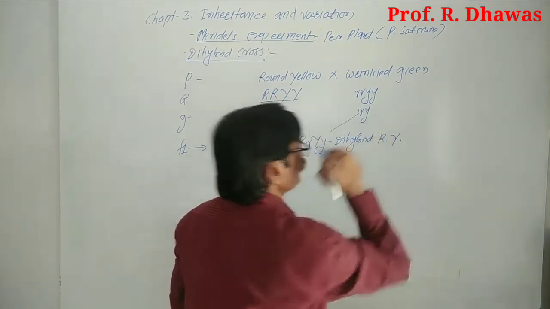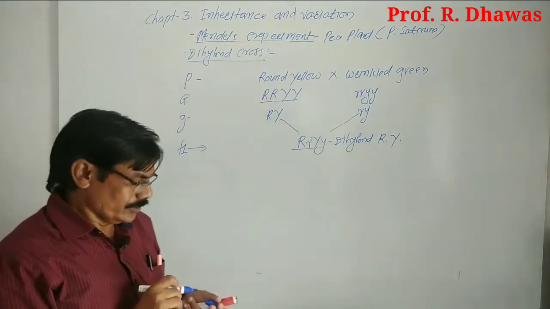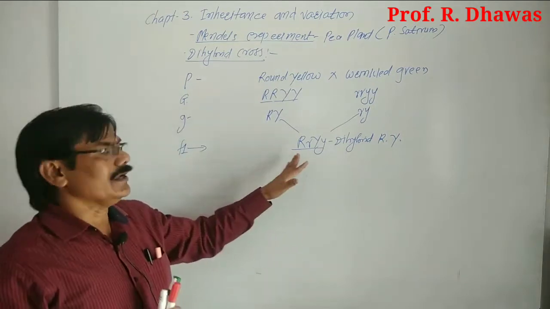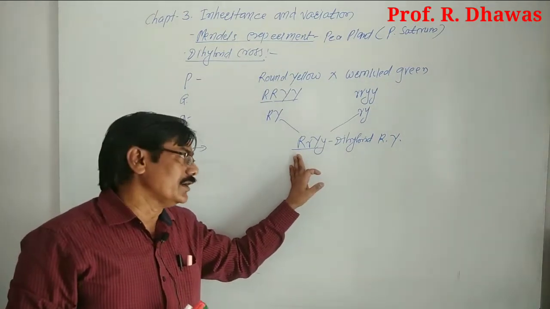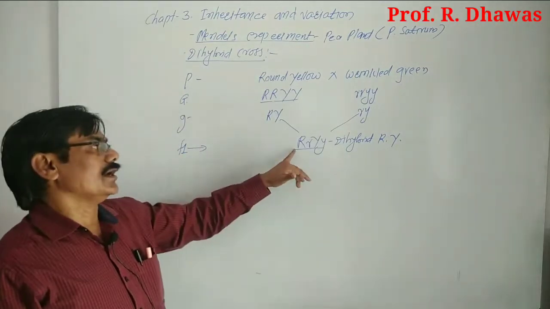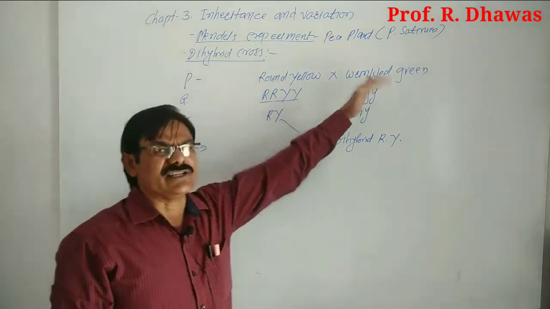Round yellow. What kind of plant has this become? Dihybrid round yellow. Why dihybrid round yellow? Why not wrinkled, not green? Because round and yellow characters are the dominant characters over the wrinkled and green. So the wrinkled and green characters are hidden here. This cannot express, so we call it the recessive one.